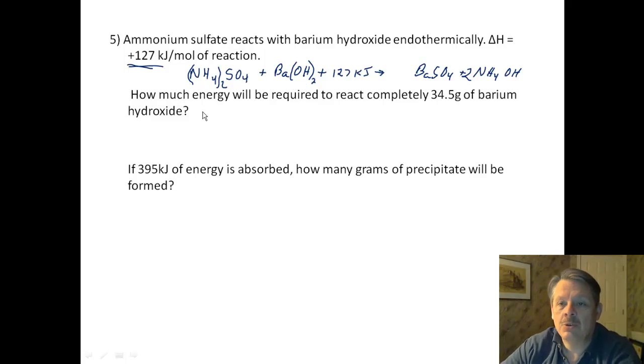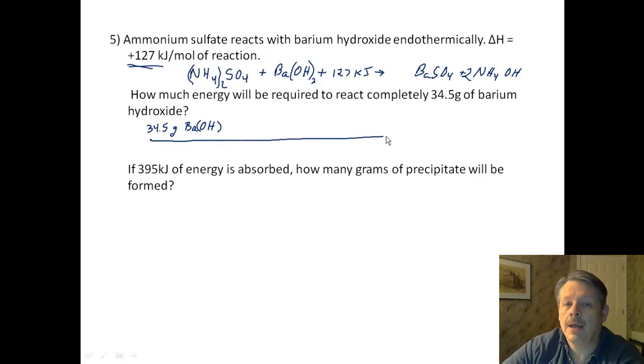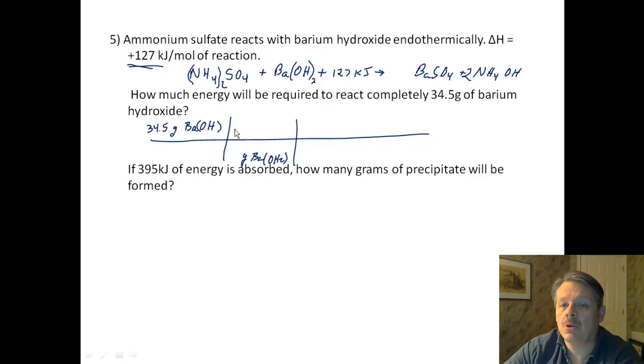How much energy will be required to react completely with that much barium hydroxide? So I start with 34.5 grams of barium hydroxide. And that means I have to get rid of grams of barium hydroxide, and I have to go to moles of barium hydroxide. Okay, and then I have to get rid of moles of barium hydroxide, and I want to go to energy. So I have to go to kilojoules of energy.